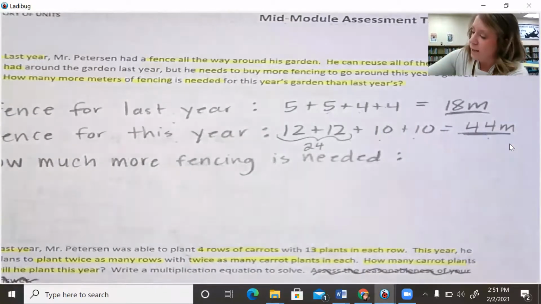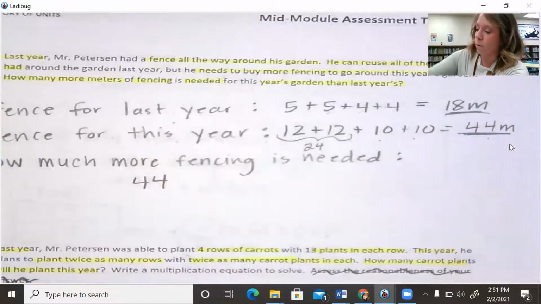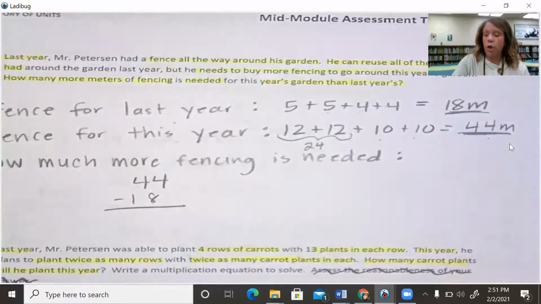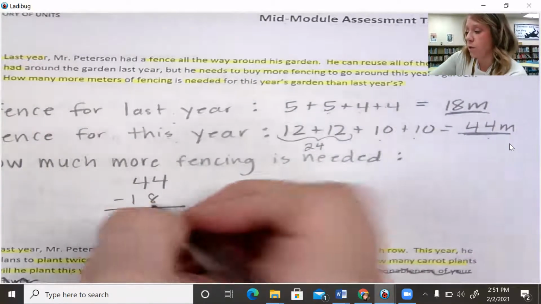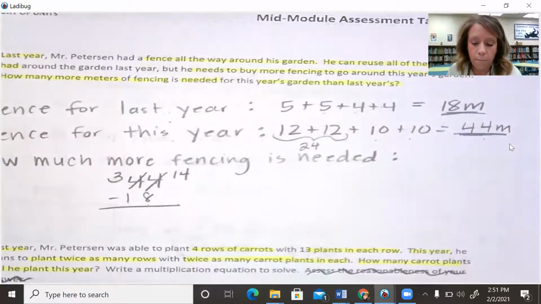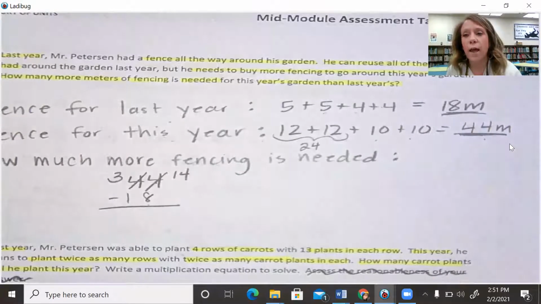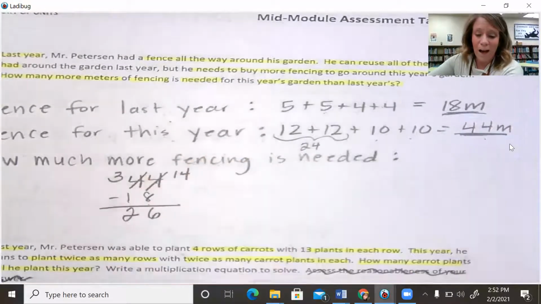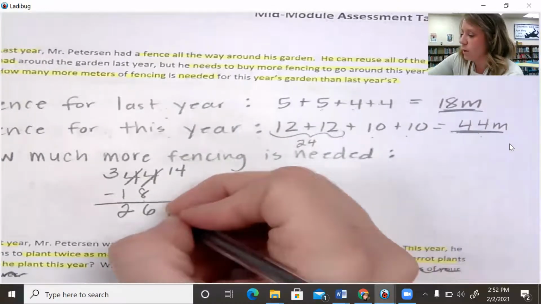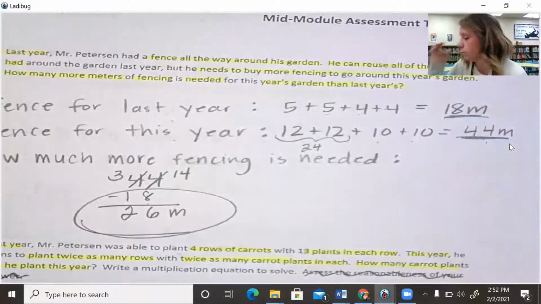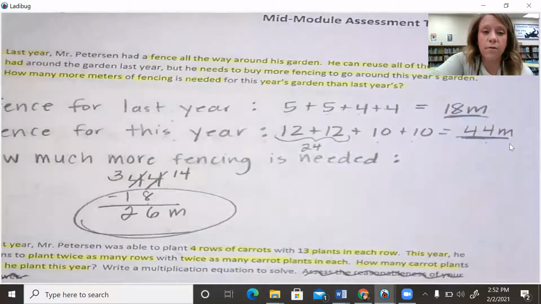To figure out how much more I need, I'm going to take what I need, 44, and subtract what I have. Bigger number needs to be on top in order to subtract. So 4 is smaller than 8, so I need to trade. This 4 becomes a 3. This 4 becomes a 14. 14 minus 8. Sorry, 8, 9, 10, 11, 12, 13, 14. 6. 3 minus 1, 2. I need 26. Oh, Mr. Peterson needs 26 meters more fencing this year. So he's going to recycle his old stuff and get some new.